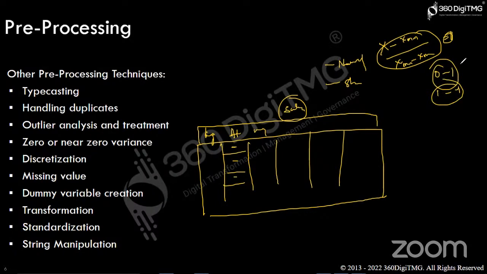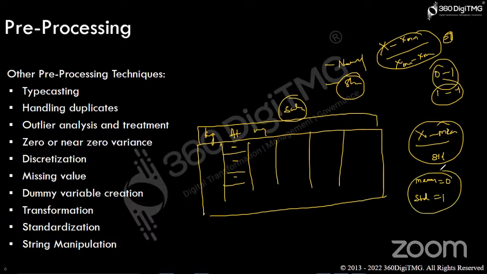When it comes to the standardization process, the formula is x minus mean, divided by standard deviation. Here, whatever the mean value is, after conversion the mean will be converted into 0, and the standard deviation will be converted into 1. So these are two different techniques we have, where we are dealing with the scaling process.